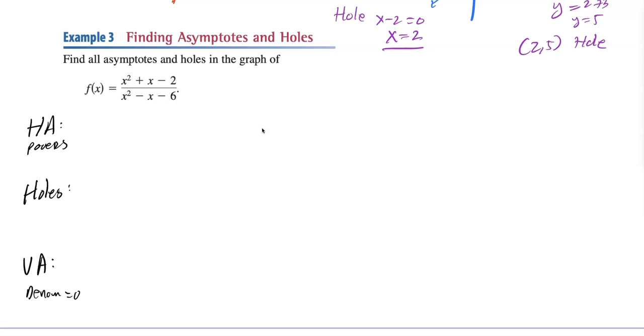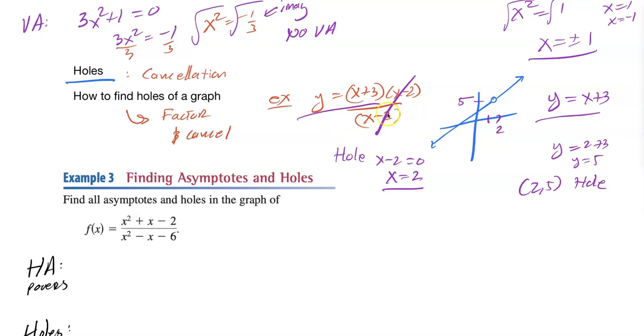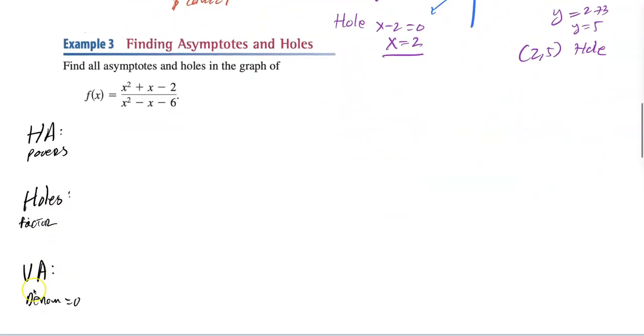Why are holes next? Because factor. The reason holes are next is because you can't be a hole and a vertical asymptote. Like here, like the one we did up there, right? How do you find the vertical asymptote? Set the bottom equal to 0. But a hole comes first, so you got to cancel them out. Now there's no denominator, so there's no vertical asymptote here, right? So holes come before vertical asymptotes. That's the way it goes.